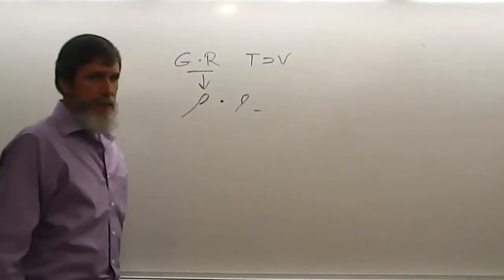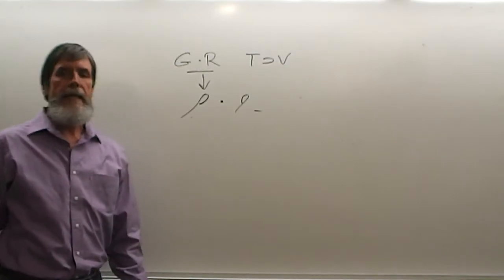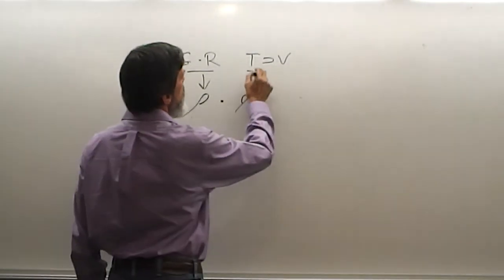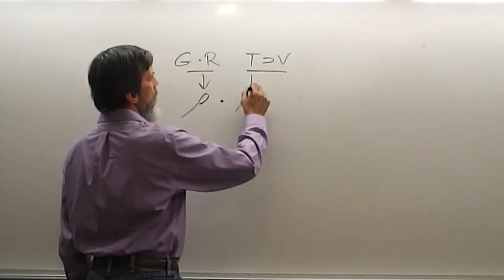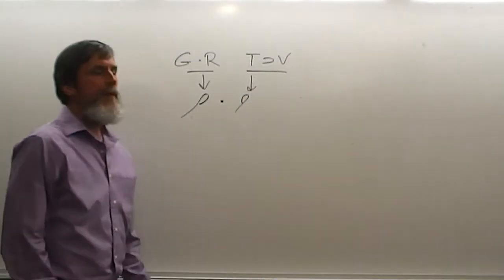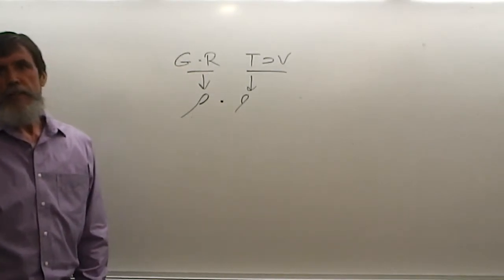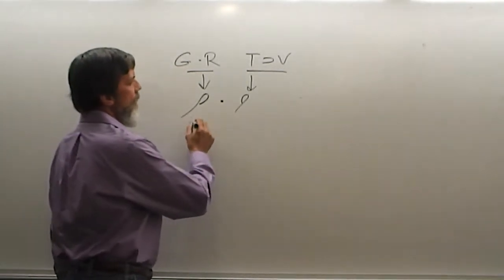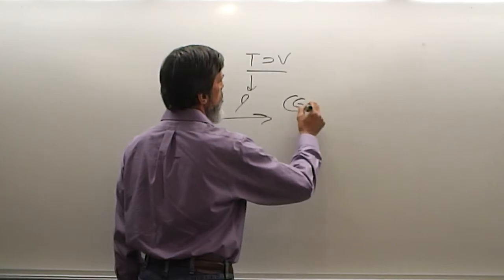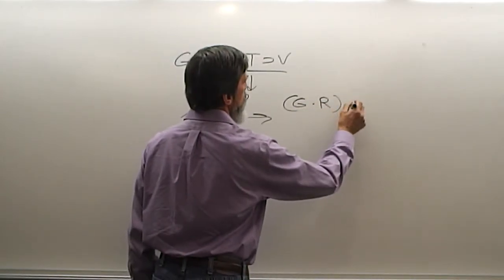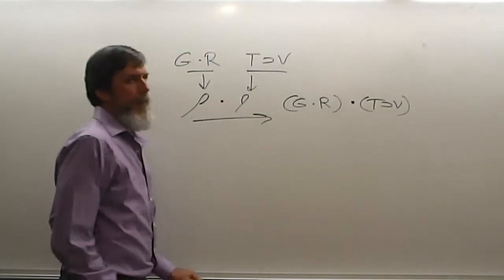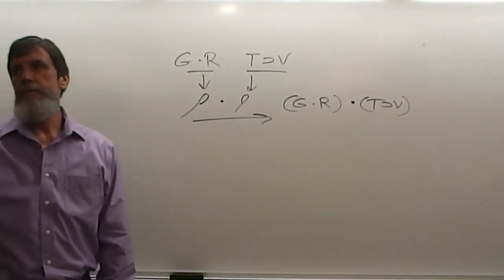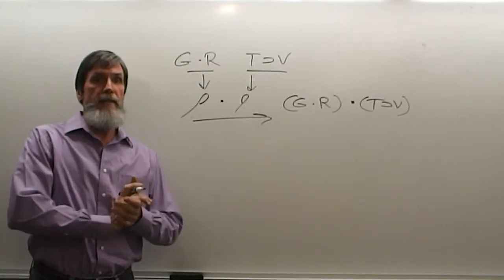So I substitute the conjunction G dot R for the variable P, and the conditional statement T horseshoe V for the variable Q in the conjunction statement form. We would generate that conjunction. Is there any question about that substitution?